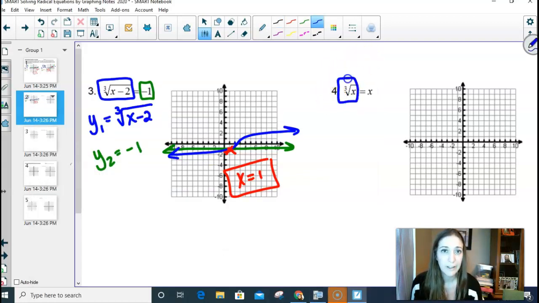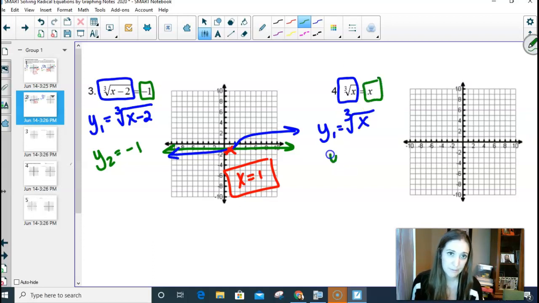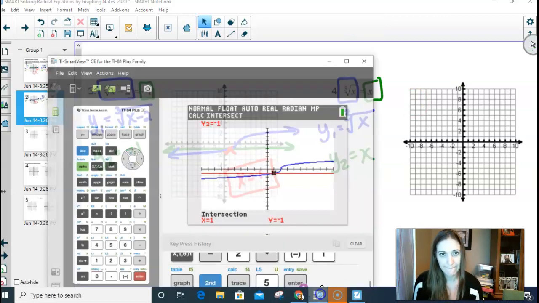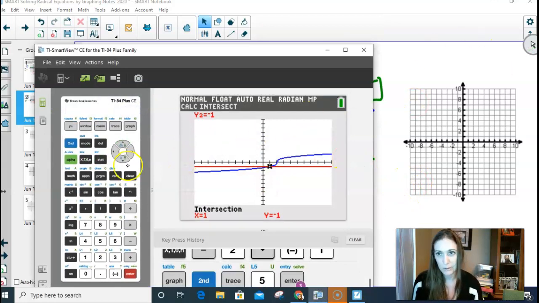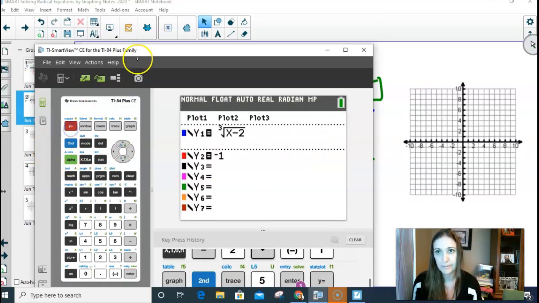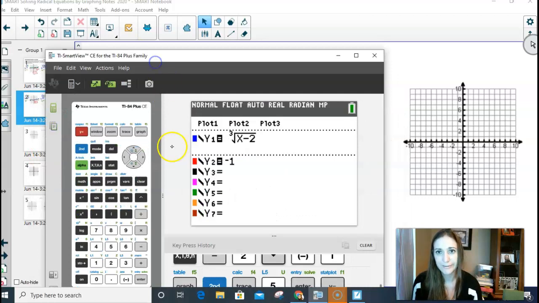We got, what do we have here? The cube root of x. And then in y2, we're going to graph y equals x. Or y2 equals x. All right. So to my calculator, what do we got? Cube root.